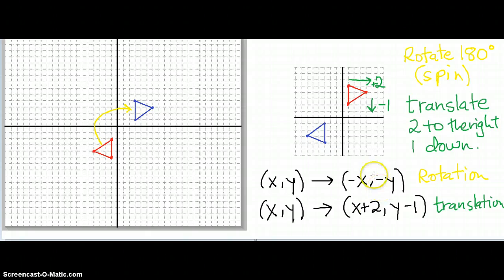If we put these 2 things together here, we can see that what we have is x comma y goes to negative x plus 2, comma negative y minus 1. Just in that order. So that is the transformation that goes on with this problem here. I hope that's helpful.